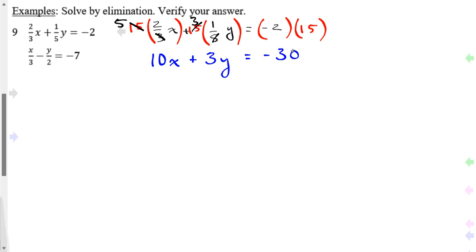For the second equation, take a moment to think about what's the lowest common denominator, and then pause the video and multiply both sides of the equation by that common denominator to eliminate the denominators. You can pause the video now.